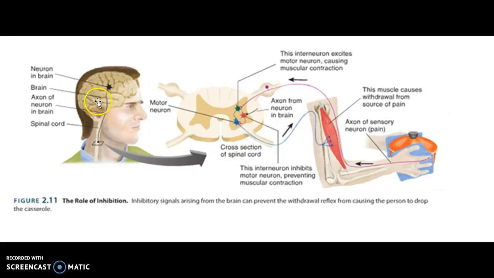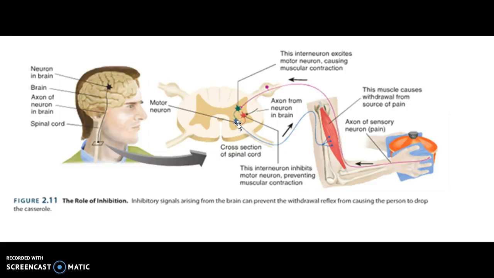Now, in this case, this person does not want to drop that pot, and so there's a neuron in the brain that's monitoring everything, and it will try to stifle any pain withdrawal reflex that may occur. And so this is the person's neuron in the brain going down to this level of the spinal cord, which is represented over here. And so here's the axon from the brain delivering its excitatory signal to this inhibitory interneuron. This interneuron then is activated, and it will make its synapse to this motor neuron delivering inhibitory signals.